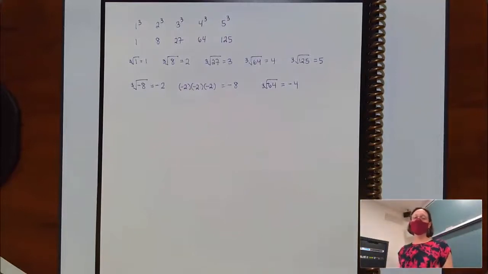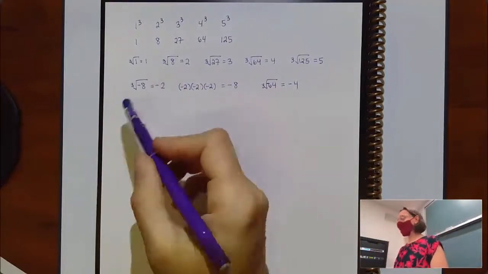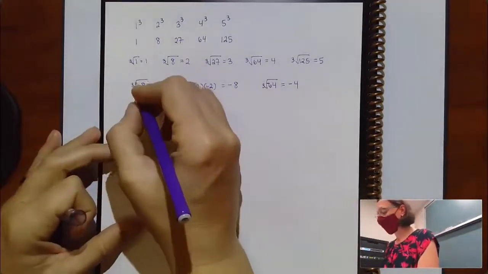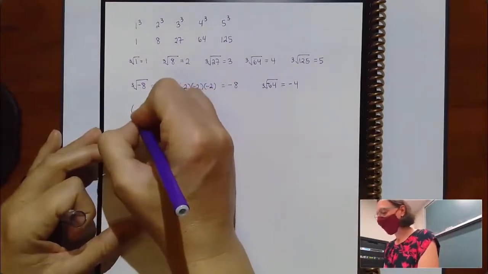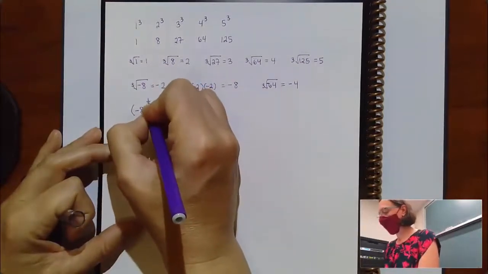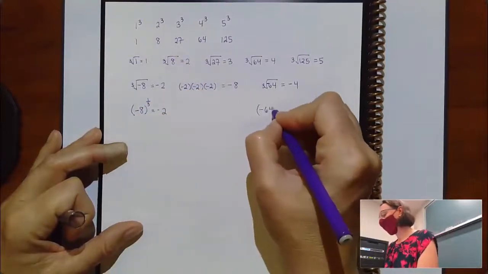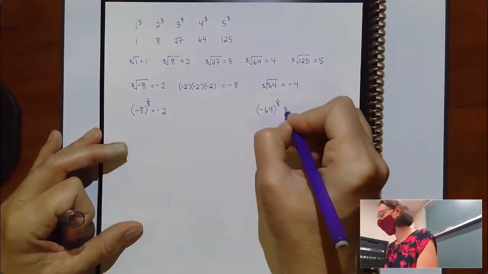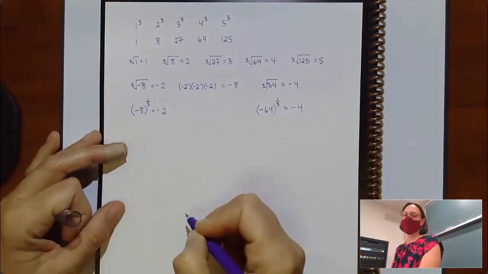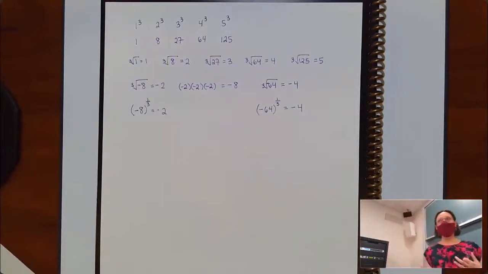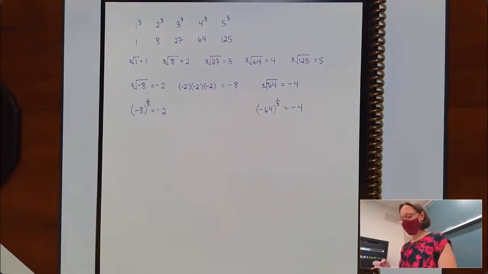Notation-wise, it is important, just like with square roots, that we're able to go back and forth between radical notation and fraction exponents. So if I wrote these same statements as fraction exponents, this would look like negative 8 to the 1/3 power is equal to negative 2, or negative 64 to the 1/3 power is equal to negative 4. Which also means that we can simplify cube roots in a similar way to what we did with square roots.